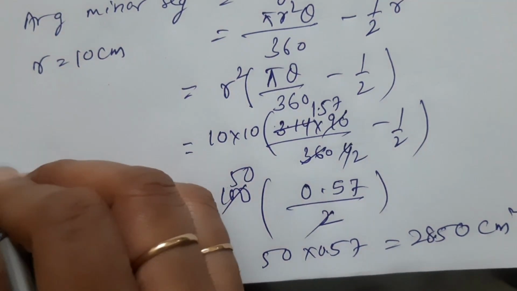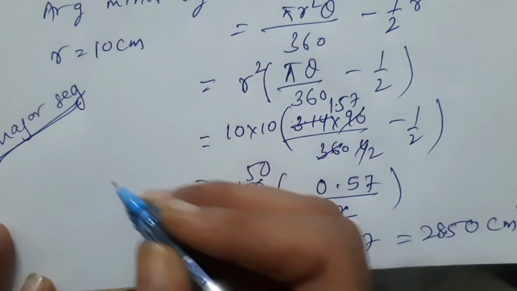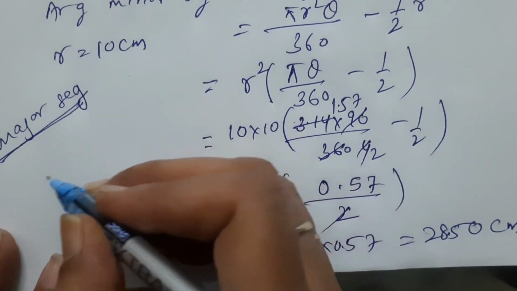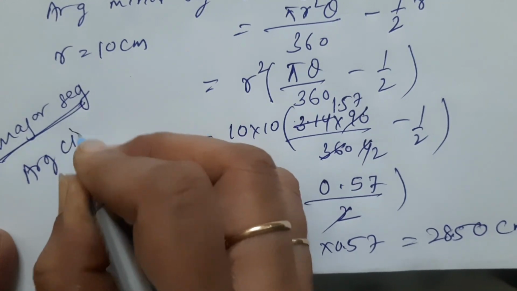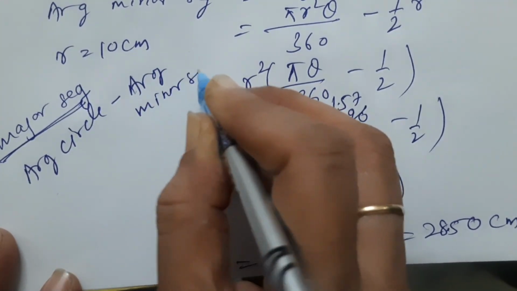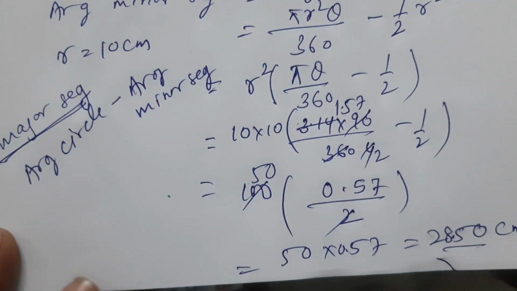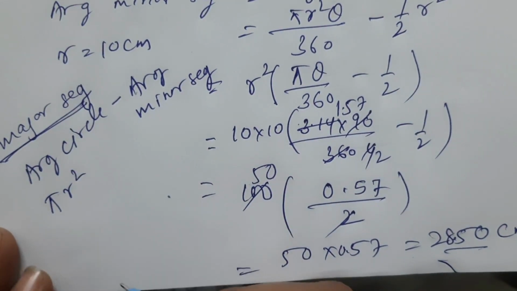So what I told for major segment, we need to subtract area of segment from area of circle. So area of circle minus area of minor segment. Whatever answer you got, you need to subtract from area of circle. Area of circle is pi r square. So you can calculate the value of pi r square.